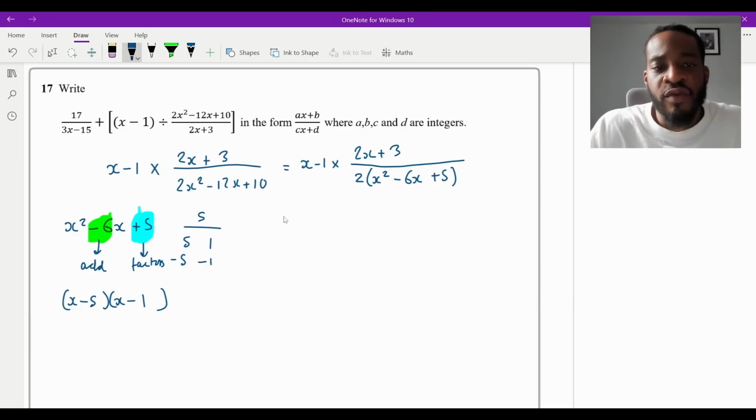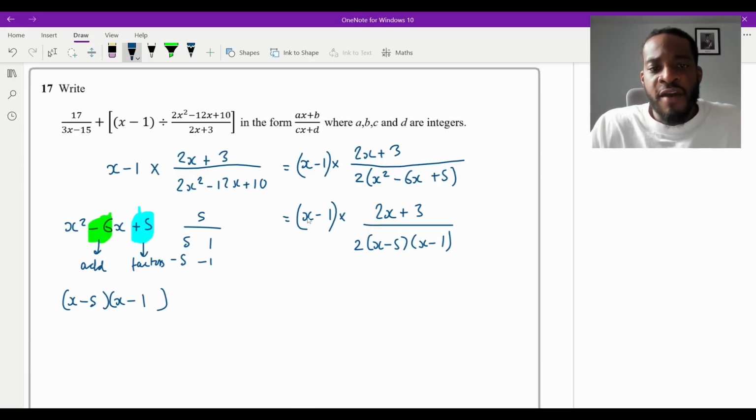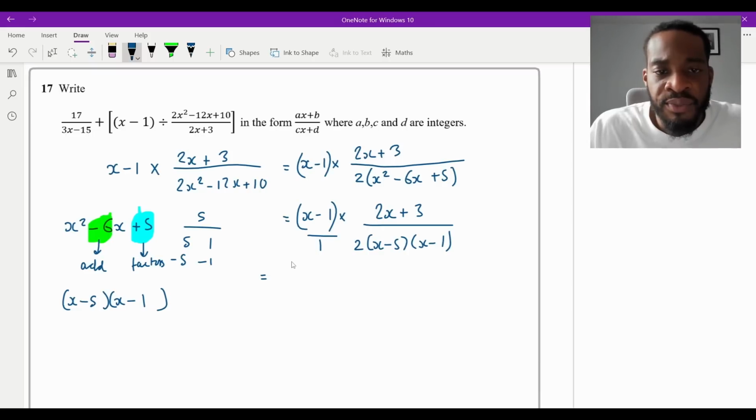So now I can actually just rewrite this as x minus 1 times 2x plus 3 all over 2, and then those 2 brackets, x minus 5 and then x minus 1. And then, well, what do we have here? Well, that x minus 1, I should actually have put a bracket around it like this, isn't it? Well, remember, if we're timesing this by that, we can put this over 1, and then we can just write this all over 1 fraction. So it actually just becomes x minus 1 and then 2x plus 3, and then all over 2 and then x minus 5 and then x minus 1.